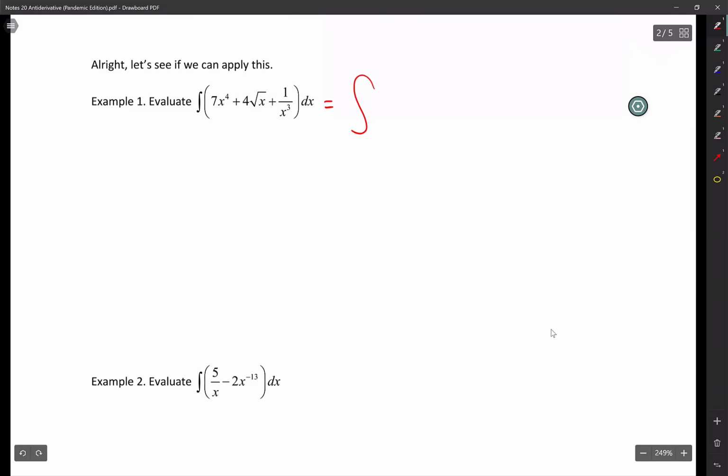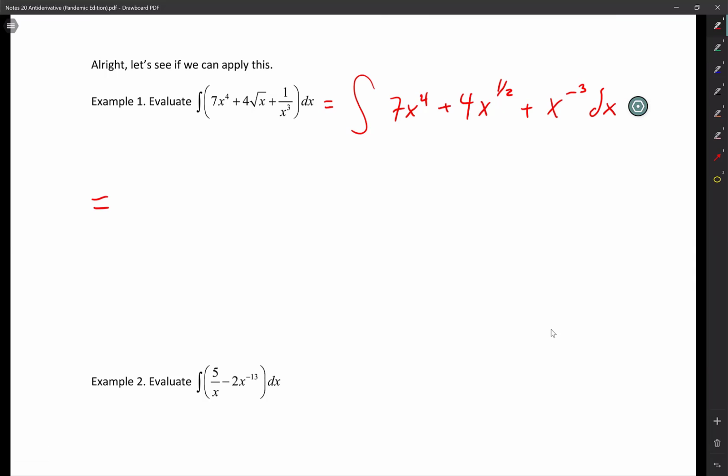So integral of 7x to the 4th plus 4x to the half plus, I'm going to bring that x cubed up, x to the negative 3 dx. Everything that you have between the elongated s and the dx is what I'm going to take an antiderivative of. So antiderivative of all that, I'm going to put the equal sign.